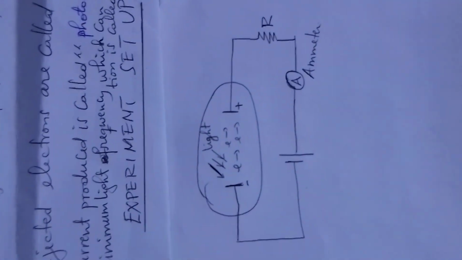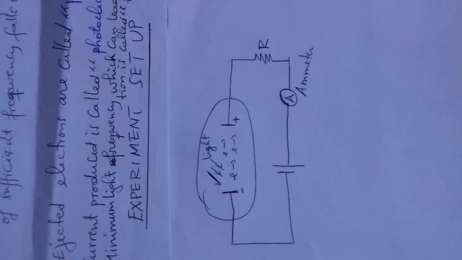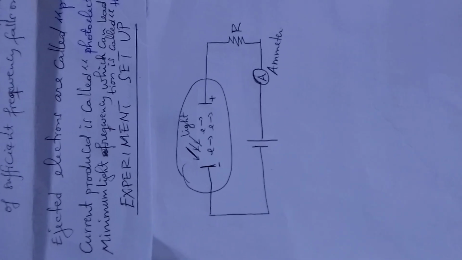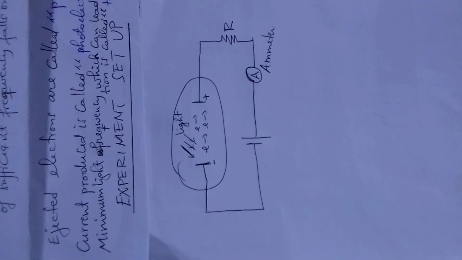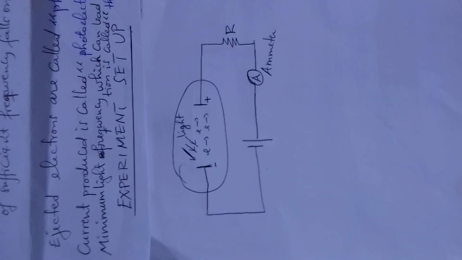The setup of this experiment is shown below. You see that we have a battery in a circuit which is not closed, but by emitting light on this part, the cathode, which is indicated by a negative sign, the electrons will be able to jump from the cathode, negative, to this anode, which is positive.